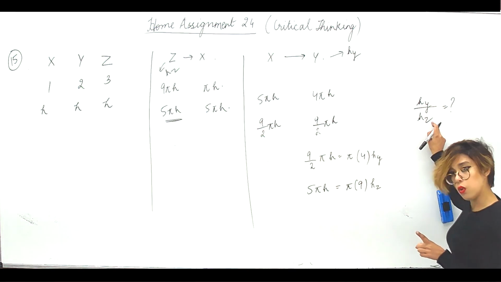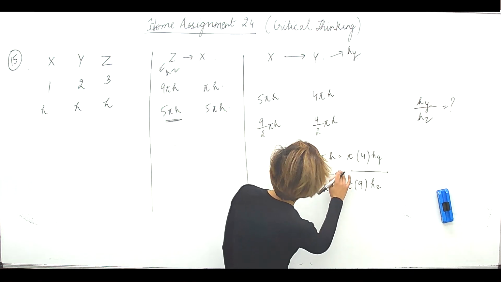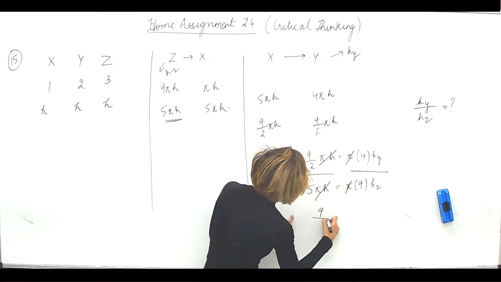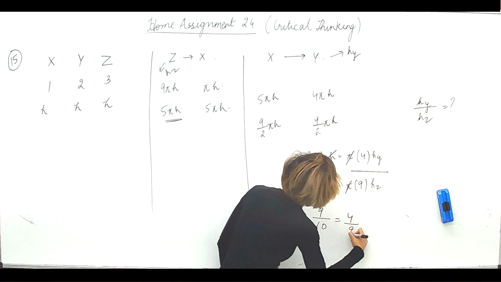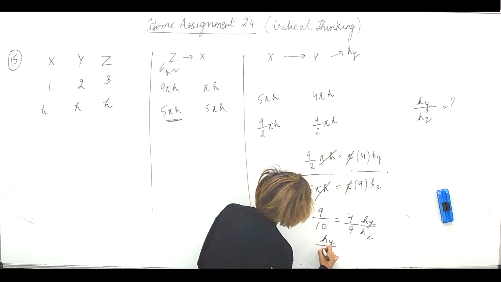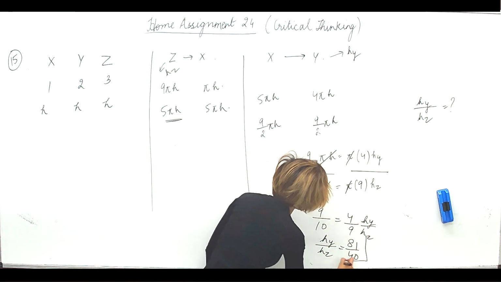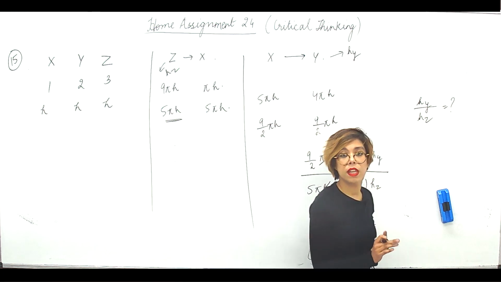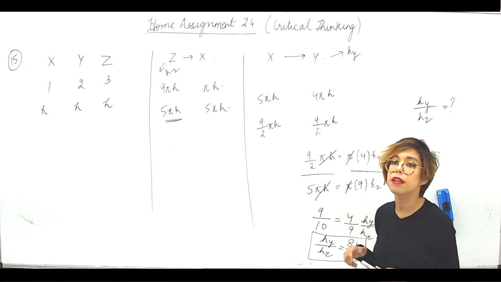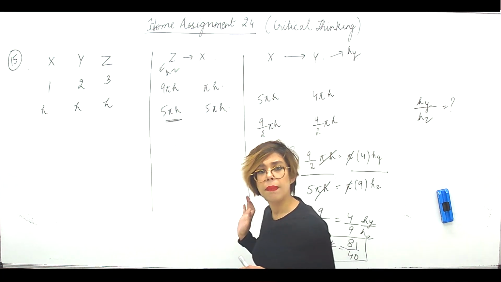What do I have to find? The ratio. Divide the two. Pi gets cancelled, pi h gets cancelled. This is 9 by 10 is equal to 4 by 9 into hy by hz. So that means hy by hz is nothing but 81 by 40, which is your answer. These are the questions where, if you move in a very sensible manner, you can save time. Just step by step, and your answer is there.